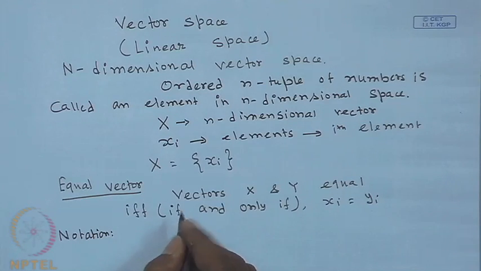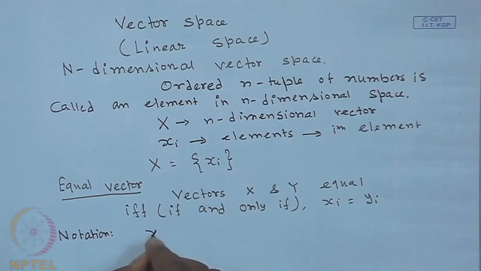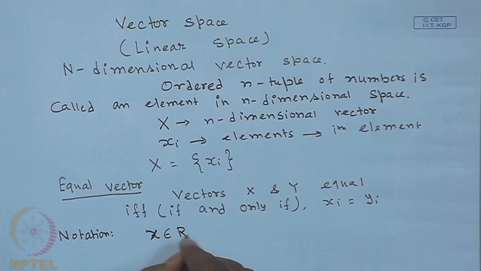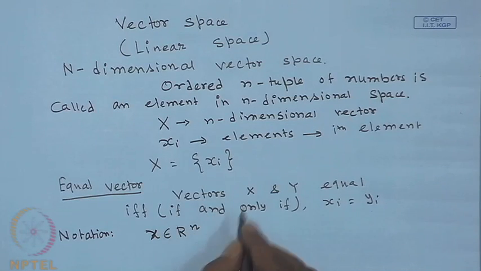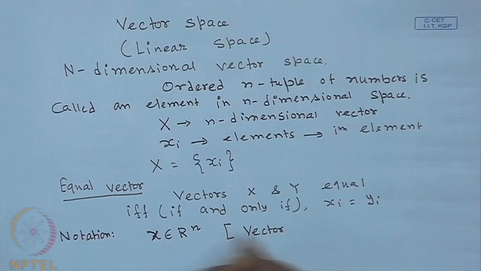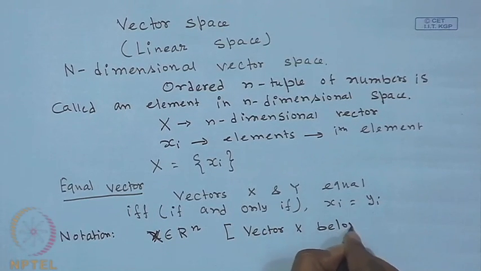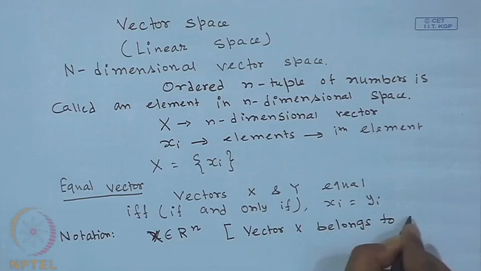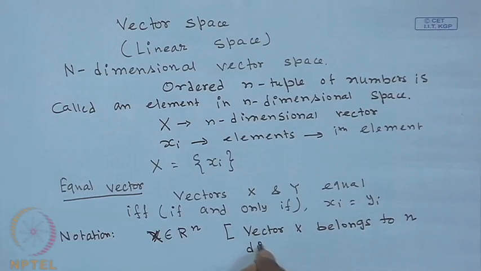Okay. Then we have another notation, that is x belongs to R raised to the power n. This simply means vector x belongs to n-dimensional real space.